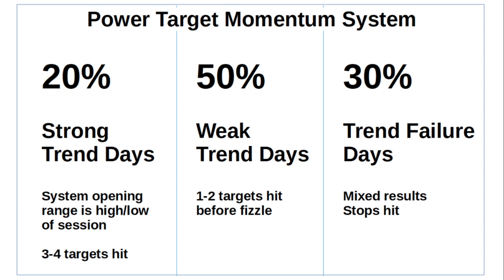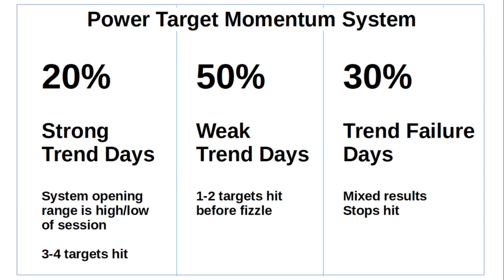If you look over there on the left, I was just talking about those super strong trend days. We get those roughly 20% of the time. And this is where the opening range of the system, as everybody knows, the system generates an opening range, and then that range will become either the high or the low of the session, meaning the market got out of that range in one direction and spent the rest of the session just moving away from it. Okay, real super strong day. And then we typically get all the targets hit.